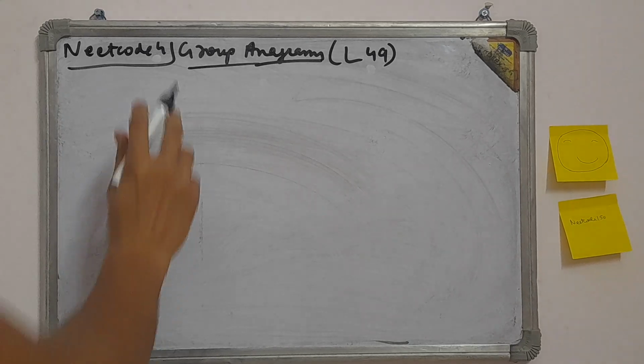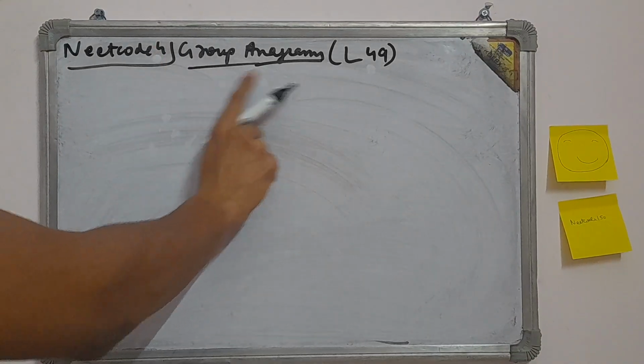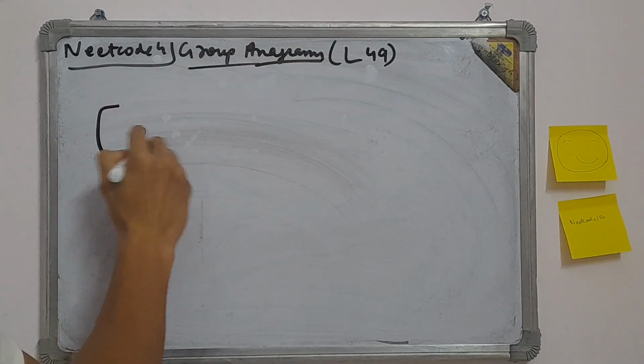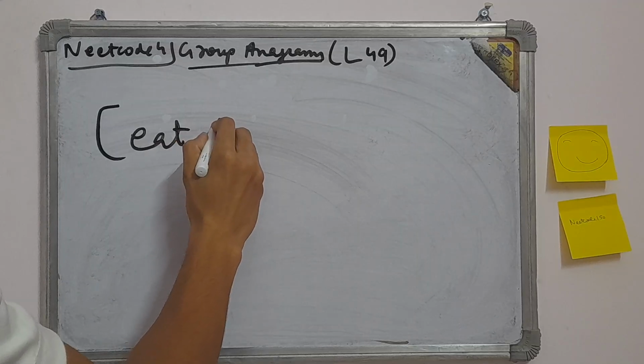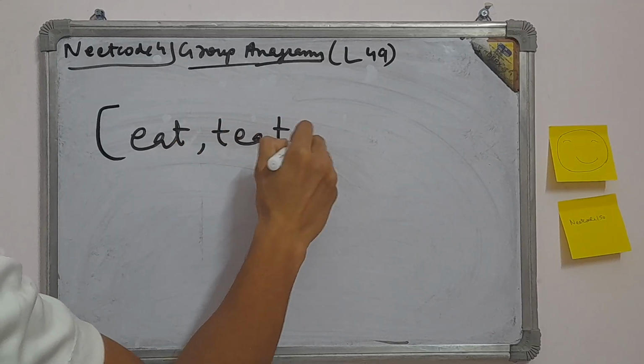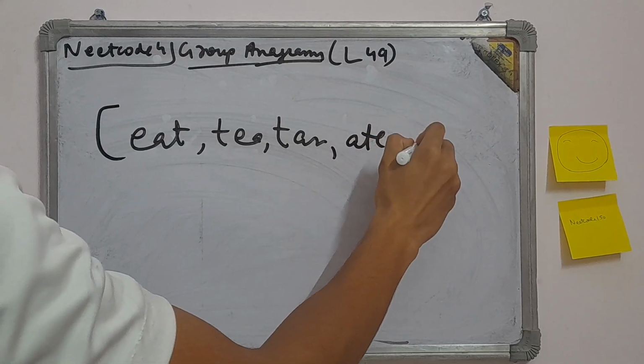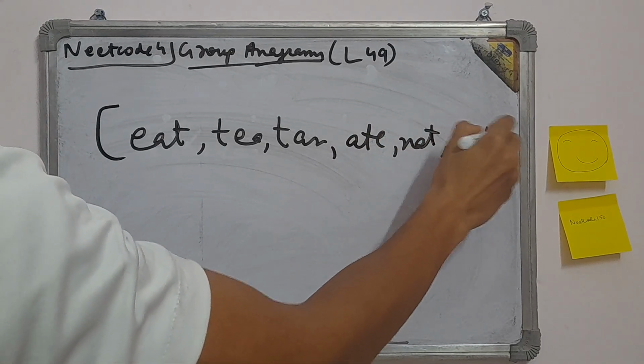So today we're going to do question number 4 of our NeetCode 150 playlist, which is Group Anagrams. It is the 49th question of LeetCode. So what are the questions here? Let's say we have an array of strings: eat, tea, tan, ate, nat, and bat.